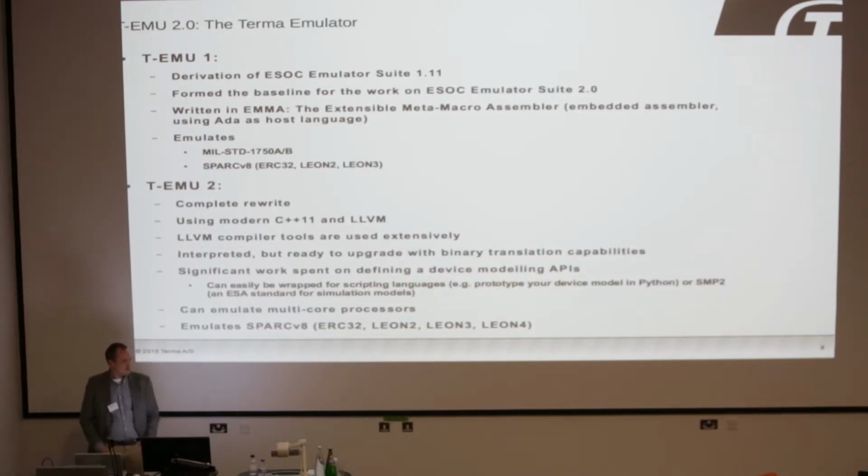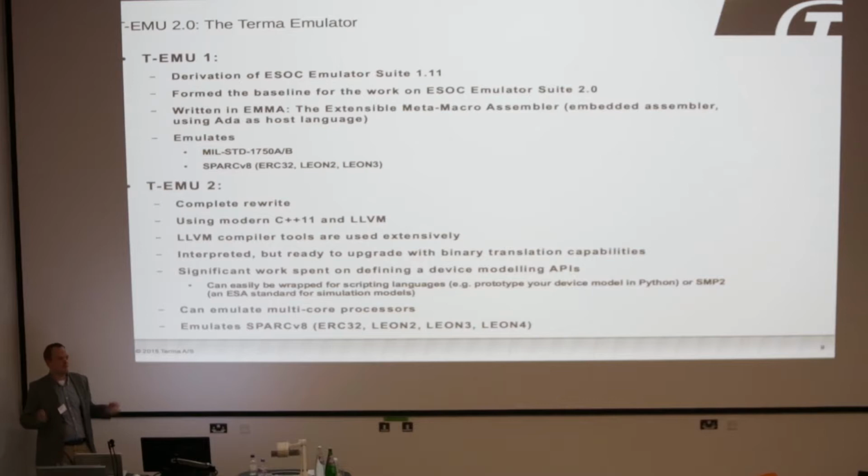Right. So now to the main, the interesting part here for me is T-EMU 2, and it's a successor to T-EMU 1. T-EMU 1 was a derivation of the ESOC emulator, and it formed the baseline for work on the next generation ESOC emulator. It's written in something called EMMA, the Extensible Meta Macro Assembler. It's a nice name, right? And it's an embedded assembler which uses Ada as a host language.